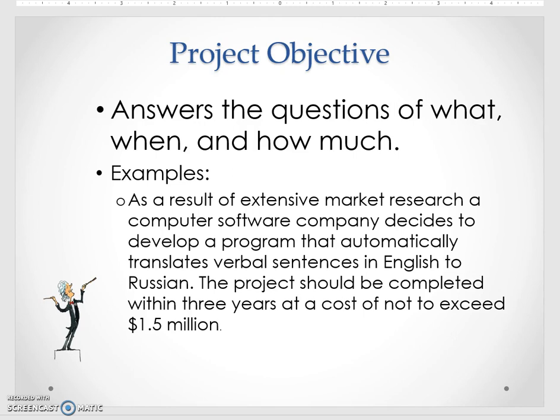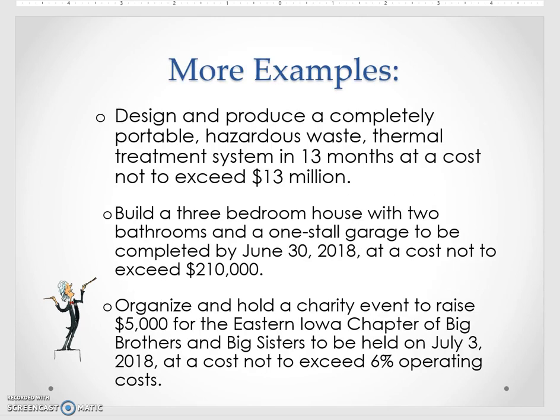Here's a couple more examples. Again, in this one, we're going to produce a portable hazardous waste thermal treatment system in 13 months at a cost not to exceed 13 million. We don't know if we can get it done in 13 months. We're hoping, and at this point, that's what it is. Educated guesses on these, but we don't know an exact amount. We don't know exact time yet. So there's a couple more examples there.